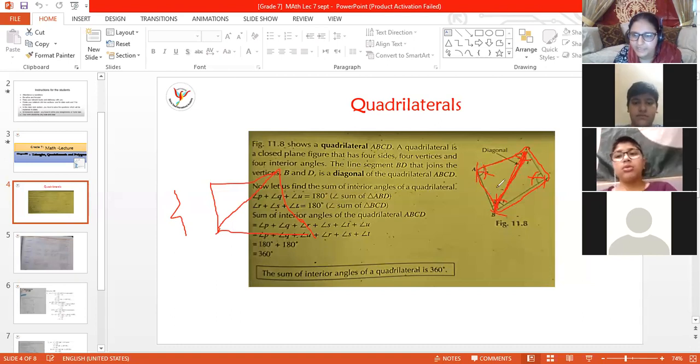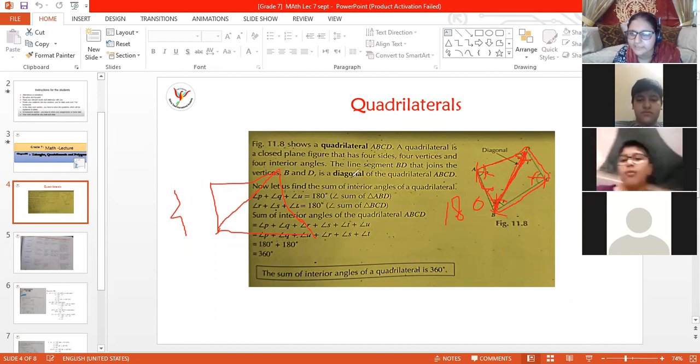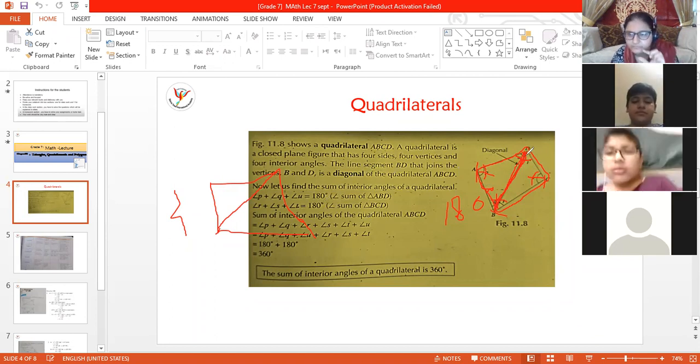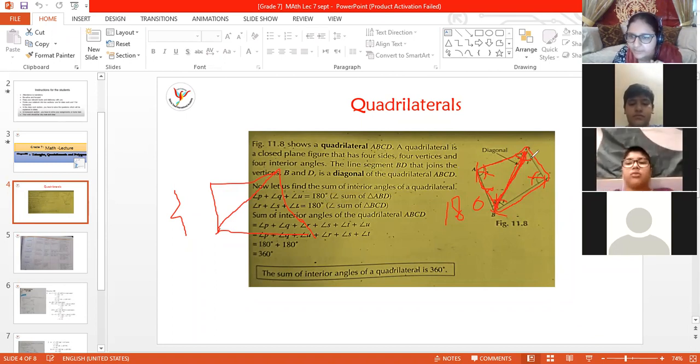One triangle is A, B, and D, and you know that the sum of interior angles of a triangle is equal to 180 degrees, right? And this is the other triangle, which is D, C, B, and it also has three interior angles. If the diagonal is cutting in between the lines, it is actually dividing the angle into two parts, right?